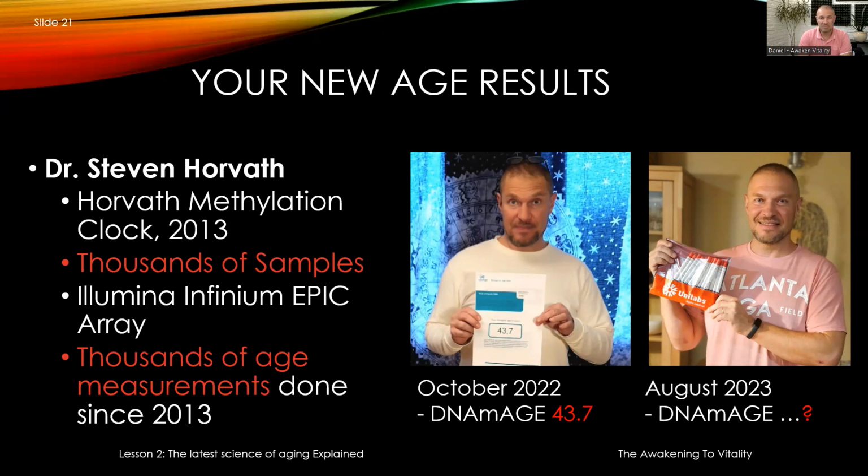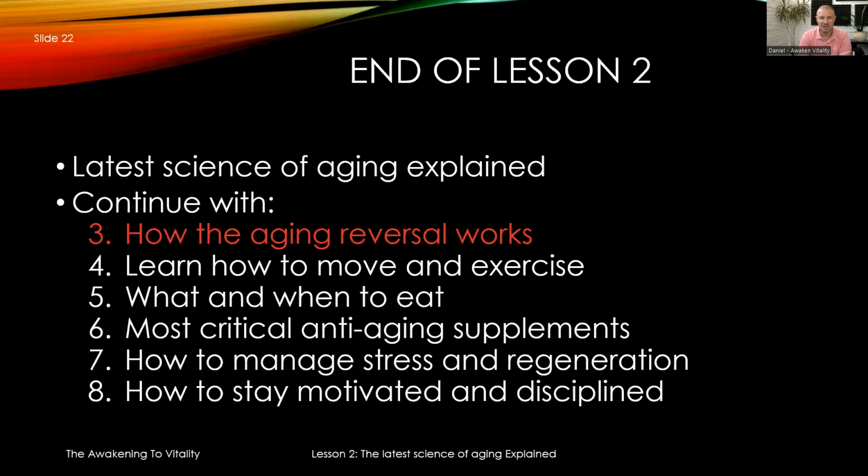And first of all, it's one of the most precise methods of understanding biological age. It's been done since 2013 on thousands of samples from all kinds of tissues, and it still gives very good results in comparison to any other method. So this is the end of our understanding of science. We will continue soon with understanding how the strategies of age reversal actually work.